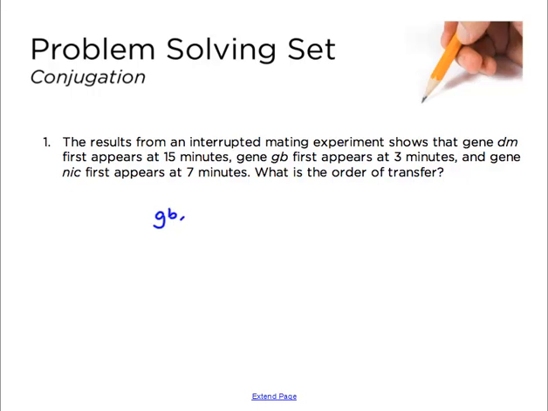Then the next earliest time you see is for gene NIC, which was 7 minutes. And then finally the last gene to transfer was gene DM at 15 minutes. So this is relatively simple. Again, remember, I'll write the order of transfer here, going left to right, and that's from least amount of time that it appears to the latest time, or most time that it appears.